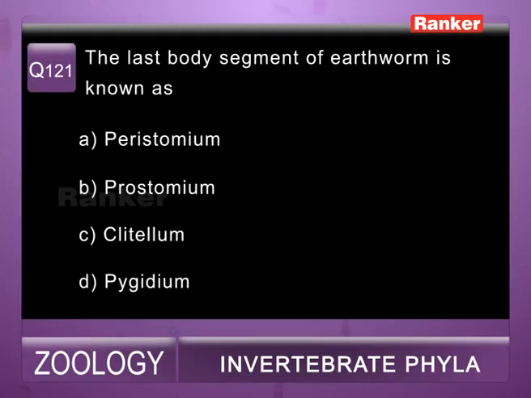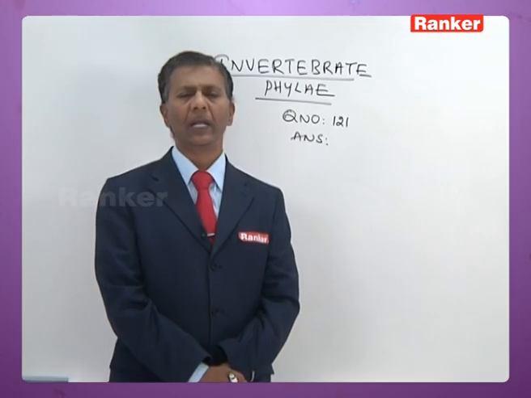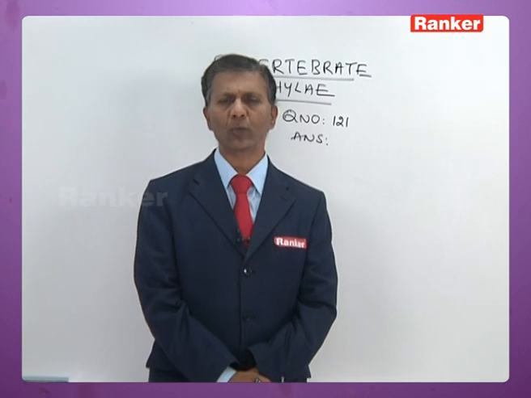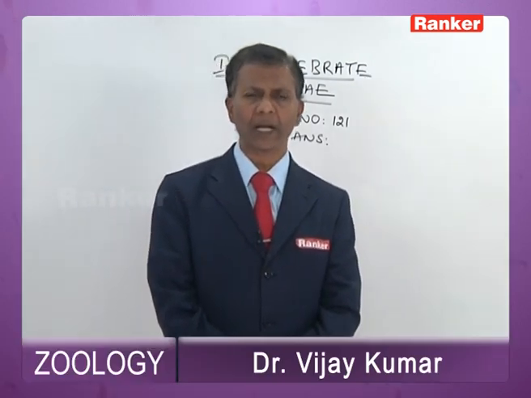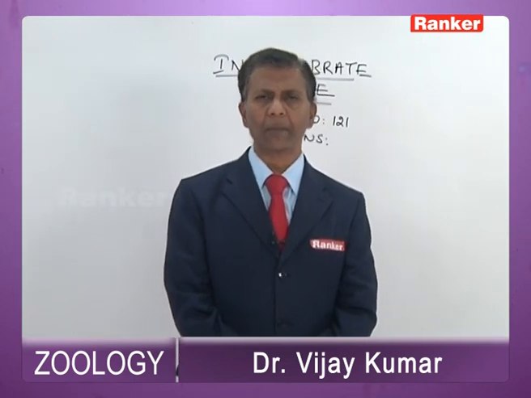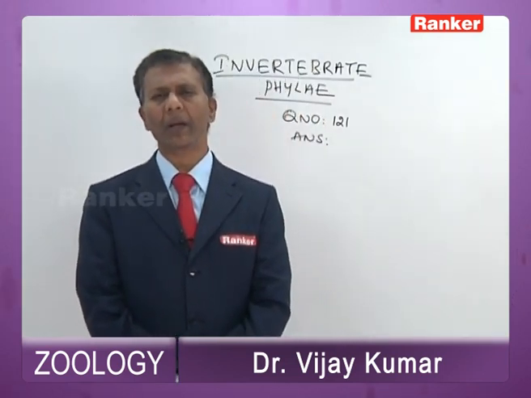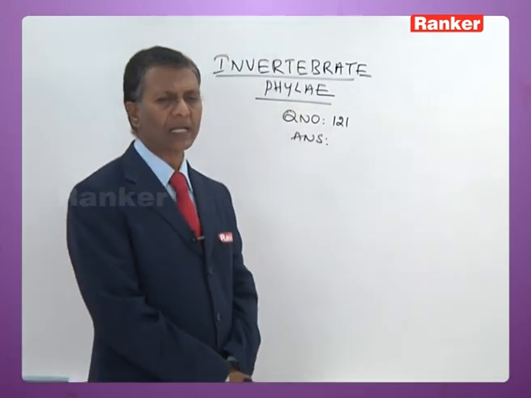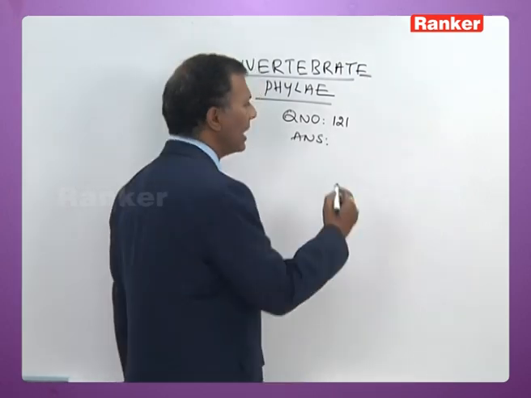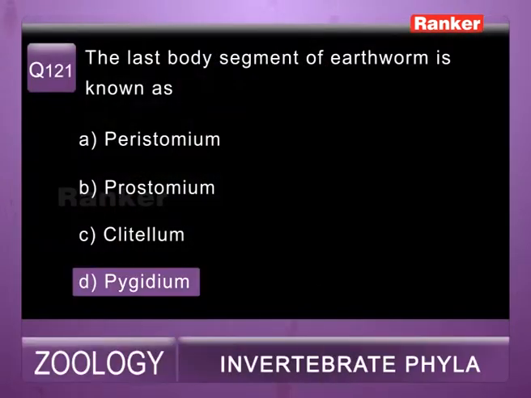Question number 121 here now. The last body segment of earthworm is known as A. peristomium, B. prostomium, C. clitellum, D. pygidium. In earthworm here now, the first segment is called peristomium or buccal segment. The last segment is pygidium. Okay, that transforms into the preanal segment here now. And the fleshy lobe that arises from peristomium is called prostomium. So 121 question, correct answer is D. That is, pygidium is the last segment here now. So D is the correct answer for question number 121.